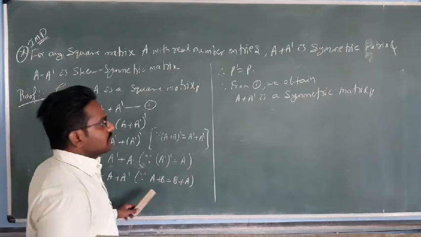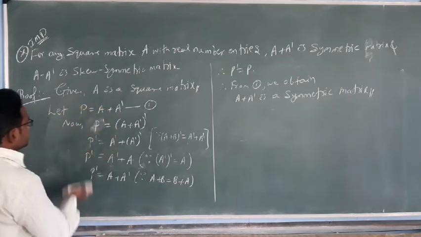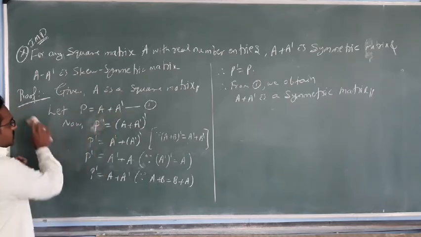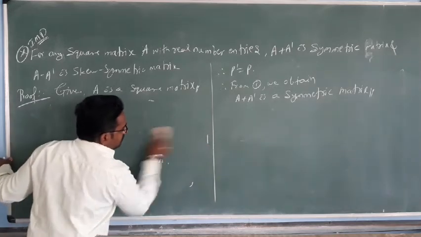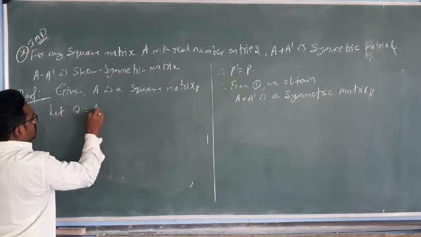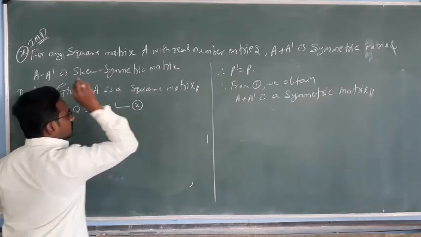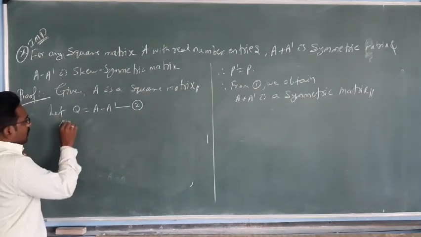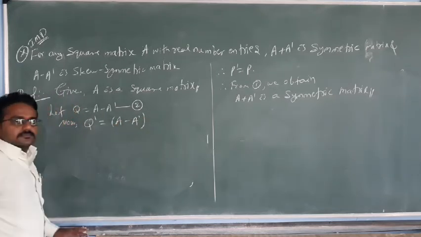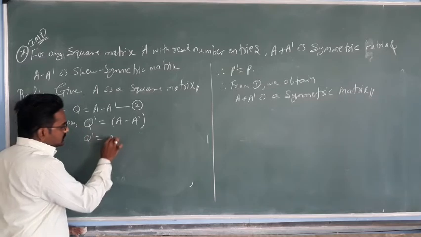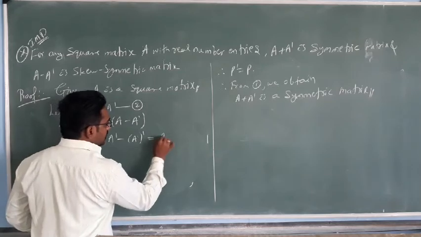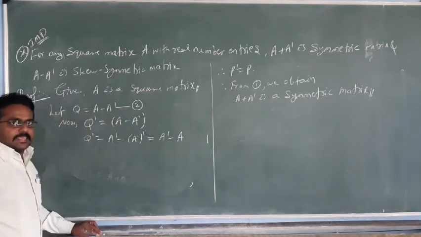For the next, I will consider Q equal to A minus A dash. Observe here, students, what I will proceed with. So now let Q equal A minus A dash, consider this as equation number 2. Now applying the transpose, Q dash equals A dash minus (A dash) whole dash. So what will we get here? A dash minus A.